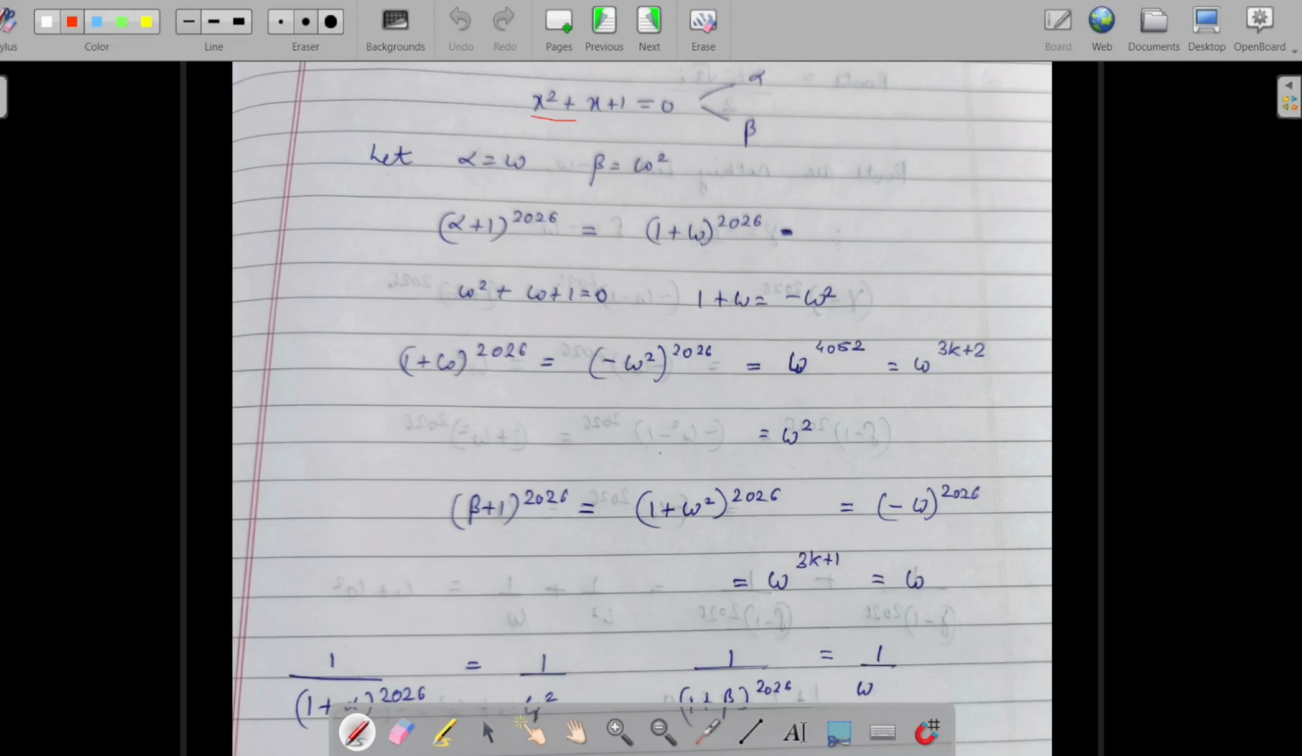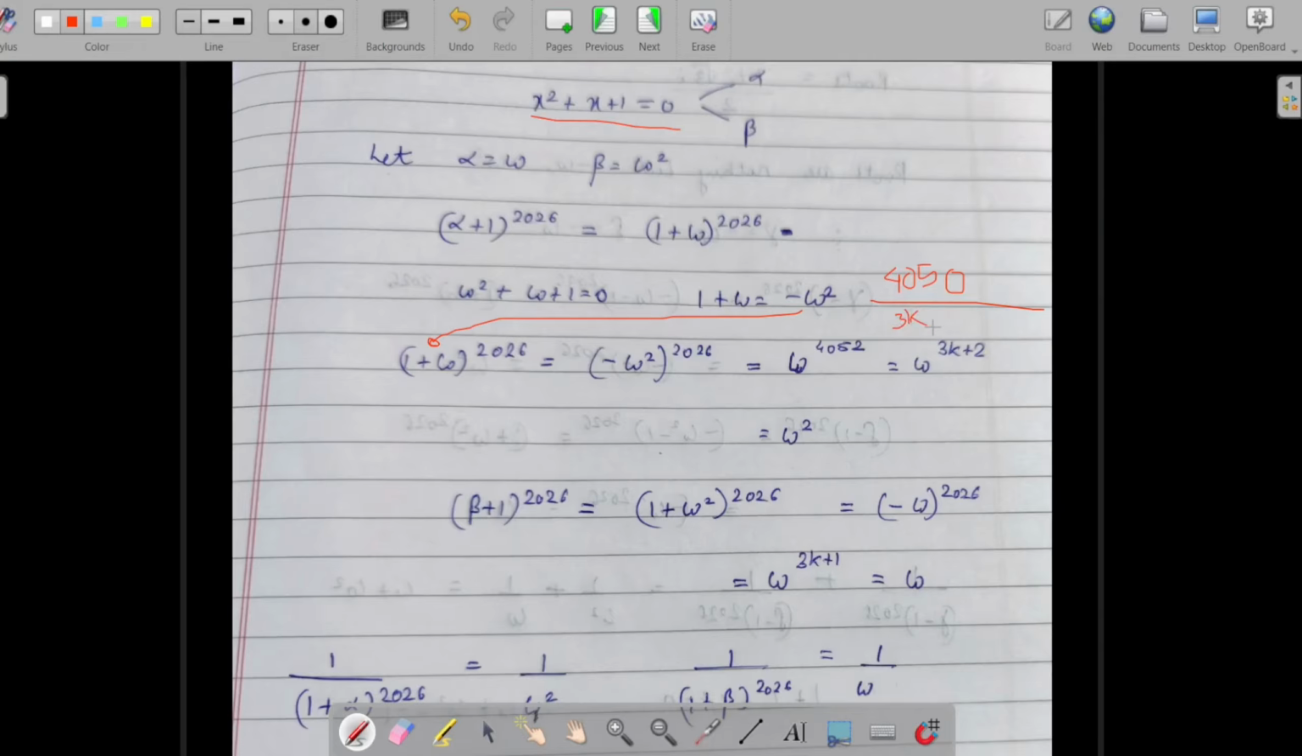And omega satisfies this original equation. So when you substitute omega here, omega square plus omega plus 1 will be 0. So from here we get the value of 1 plus omega as minus omega square. We just put it in this term. So what we will get is (minus omega square) raised to the power 2026. Then again, it's basic simple exponents. How you simplify it, it will become omega raised to the power 4052, which is nothing but omega raised to the power 3k plus 2. K can be the value which divides 4050, because this is of the form 3k, right?